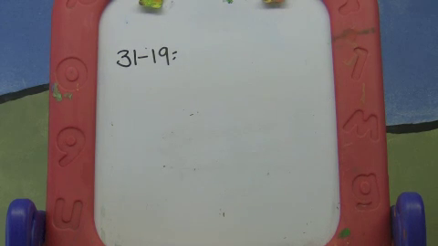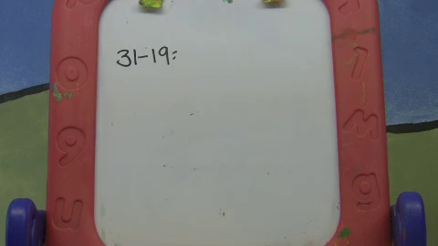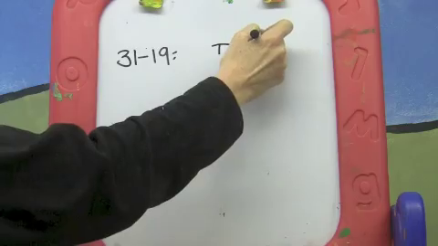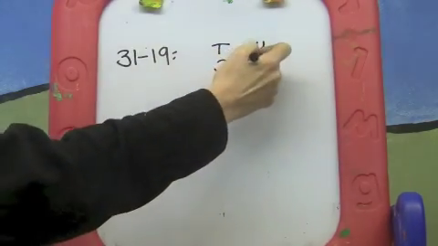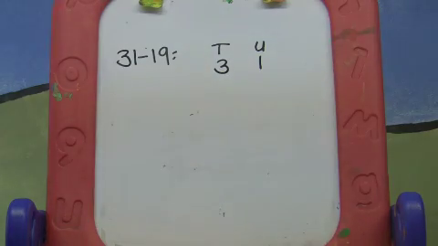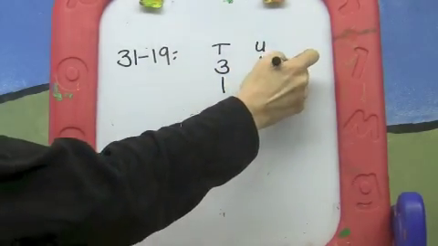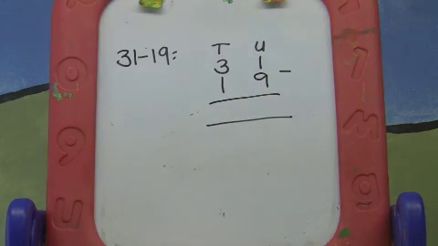Let's see how we would do that on the board. 31 take away 19. So first of all, I'm going to write it down in tens and units. There's my tens and units columns. 3 tens and 1 unit is 31, and I'm taking away 1 ten and 9 units. There's my subtraction sign. I'm going to write the answer between these two lines.